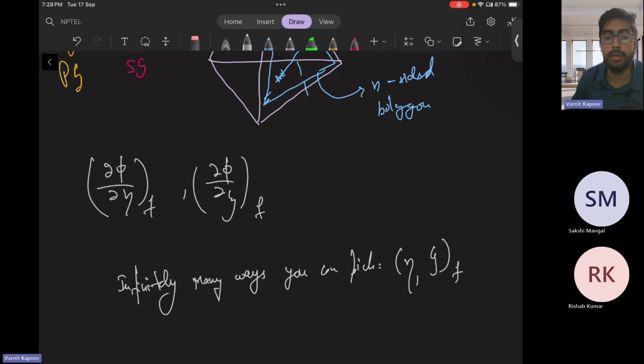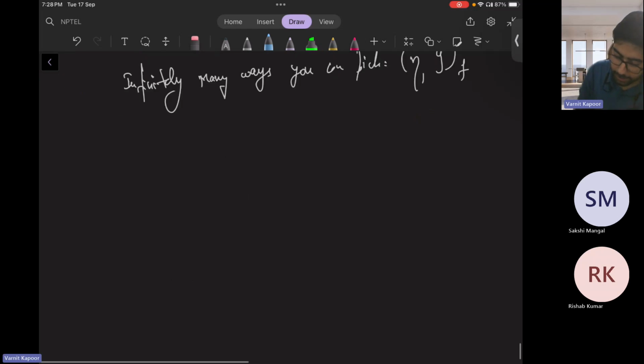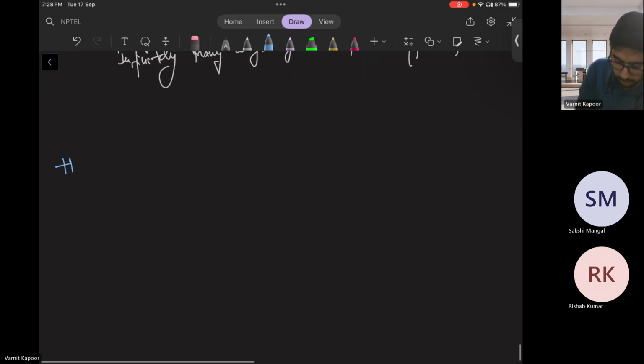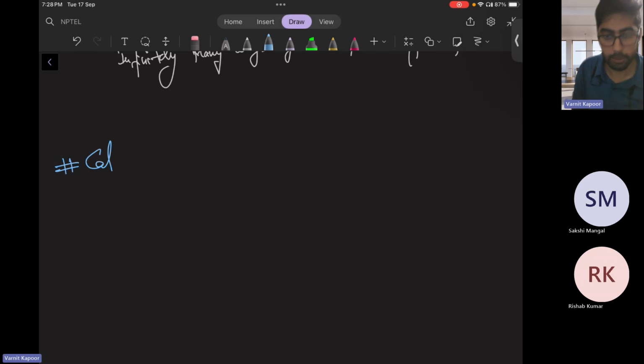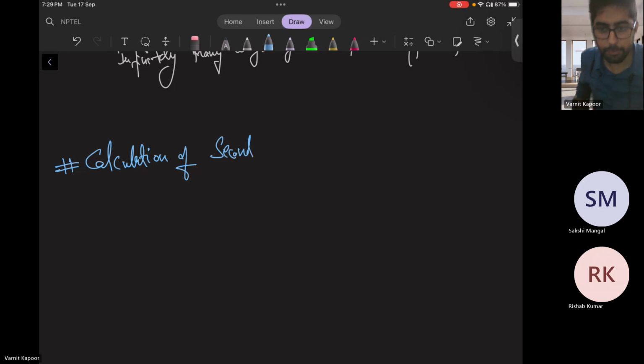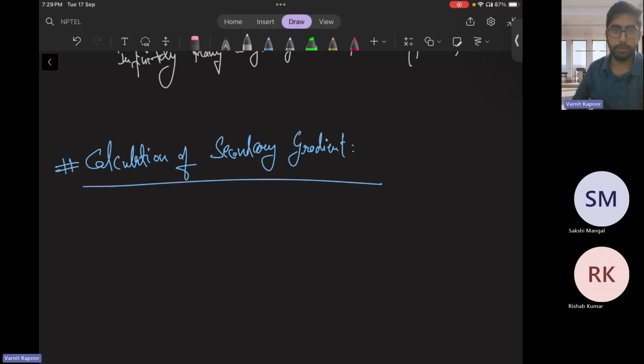Now, how will you calculate? Let's come to the calculation of secondary gradient, which we wrote directly as SGF. Okay, let's come to that. Back to that calculation of secondary gradient. Let's come to this. Just give me a minute.